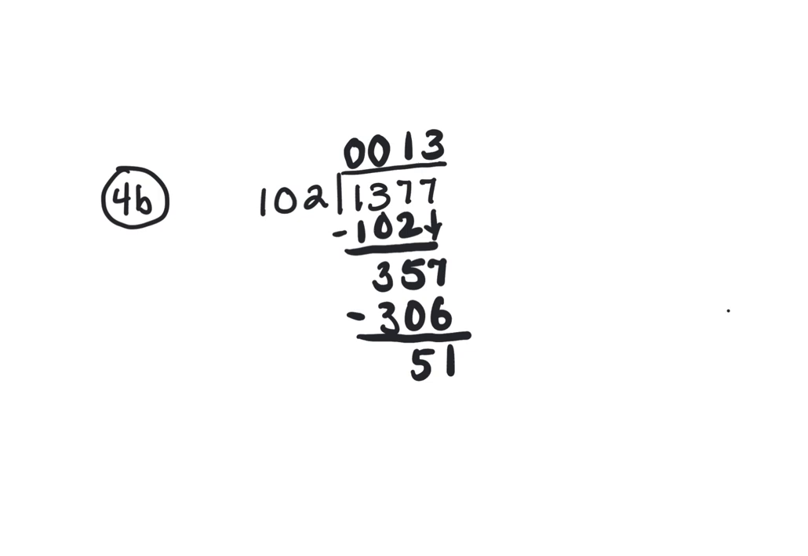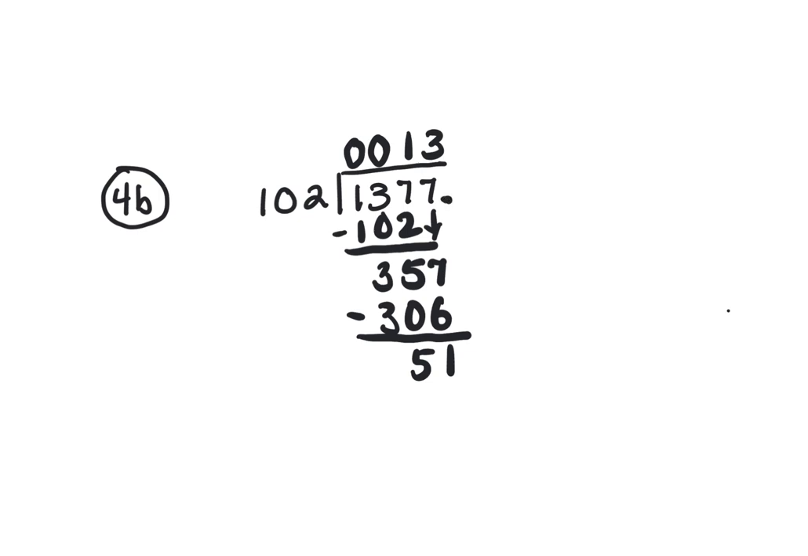The problem here is that I've got this 51 here that is a remainder, and I don't have any more numbers to bring down. So what am I going to do? That's when we annex zeros.